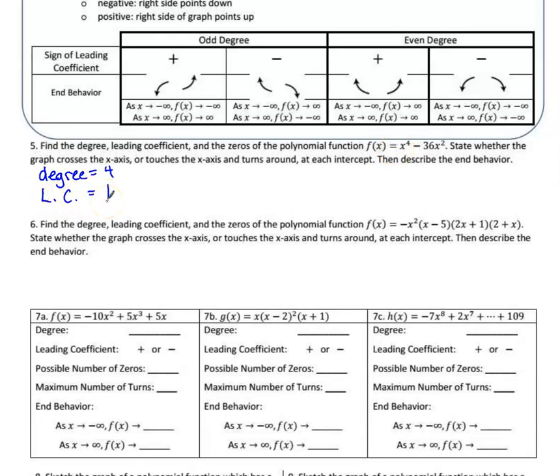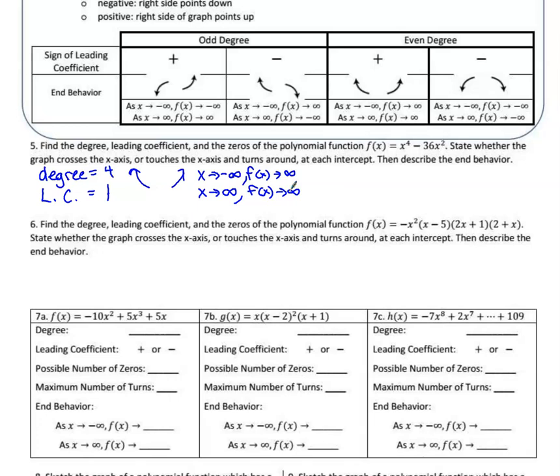That right there tells me that since it's a positive 1, the graph is going up on the right, and since it's even, it's going up on the left. So we would say as x goes to negative infinity, as x goes to the left, f of x is going up to positive infinity. As x goes to the right, f of x, the y value, is also going up. And now state whether it touches the x-axis or crosses the x-axis at each of those intercepts.